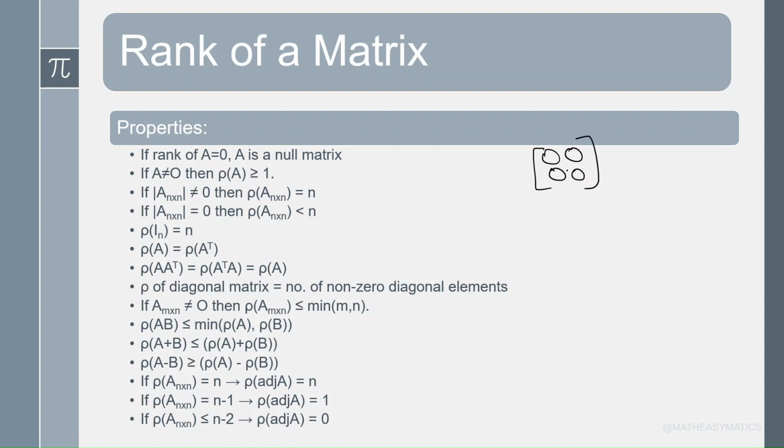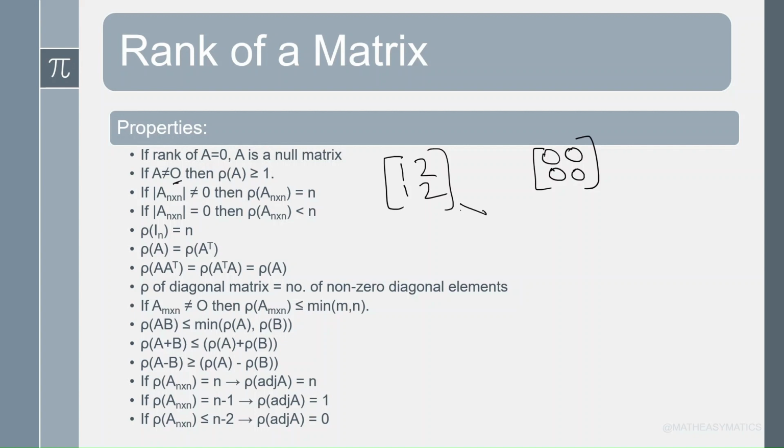In a null matrix we get all minors as 0. So rank of A equals 0 is only possible when A is a null matrix. Next, if A is not a null matrix, then rank of A is always greater than or equal to 1. If you take any matrix which is not a null matrix, you will always get rank greater than or equal to 1.